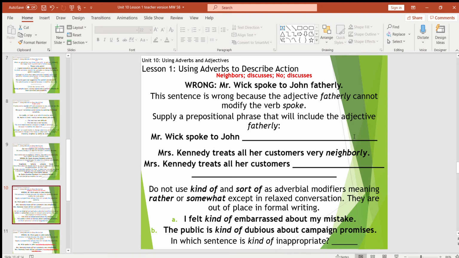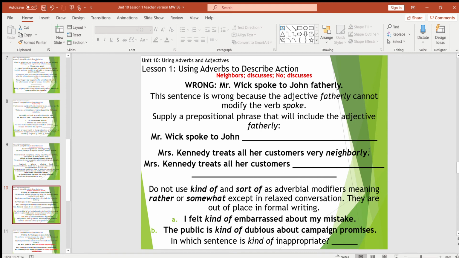Mrs. Kennedy treats all her customers very neighborly. So again, that doesn't work. It's an adjective here. So to make it into a prepositional phrase, Mrs. Kennedy treats all her customers how? In a neighborly manner or in a neighborly way.